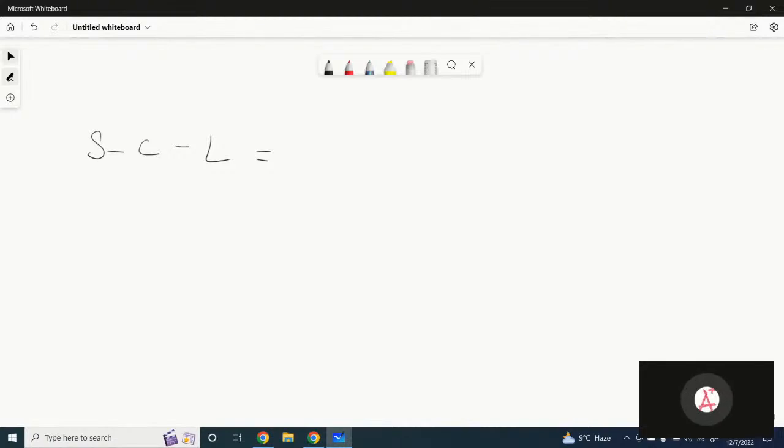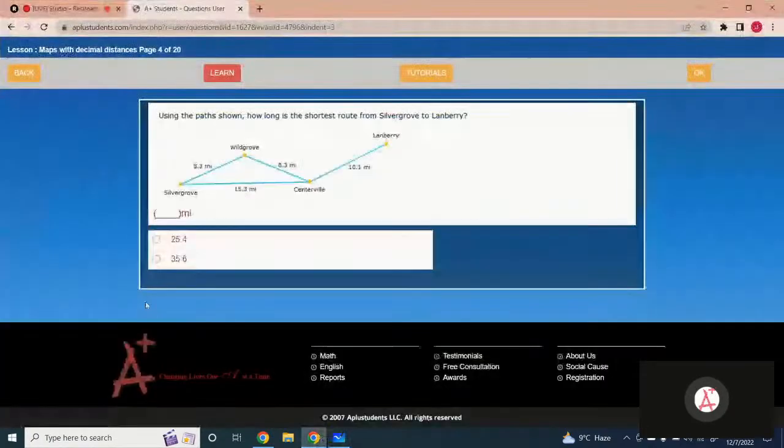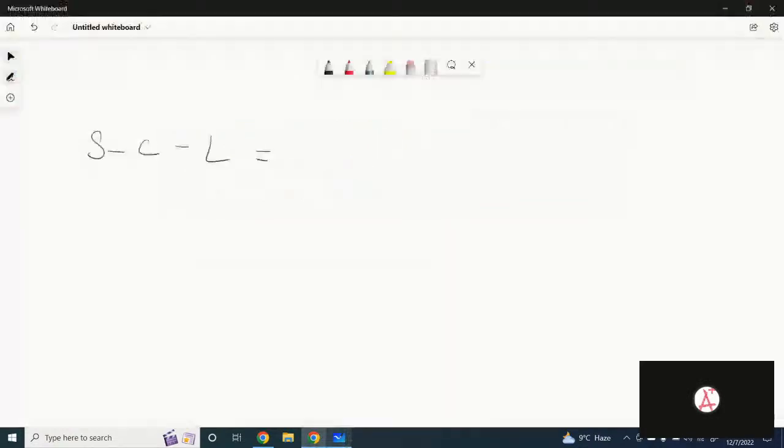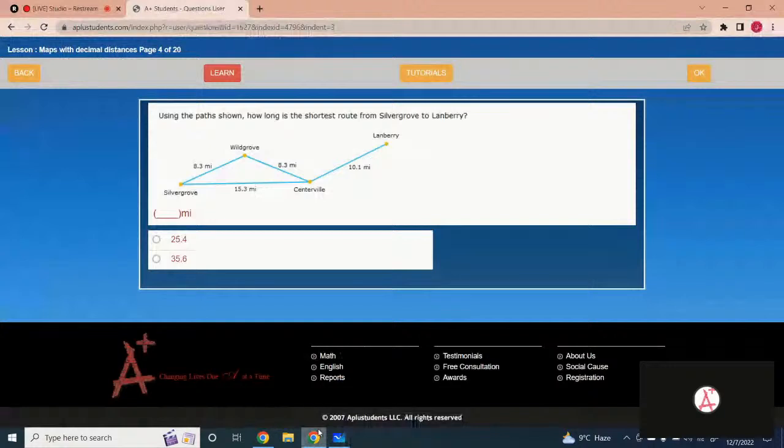Okay, so the distances are, the distance from Silver Grove to Centerville is 15.3 and 10.1. So 15.3 plus 10.1. Okay, just add them. So it would be 3 and 1, 4, and 15 and 10, 25. It would be 25.4. Got it? So that means the smallest one is 25.4.